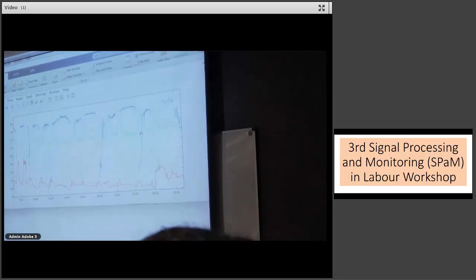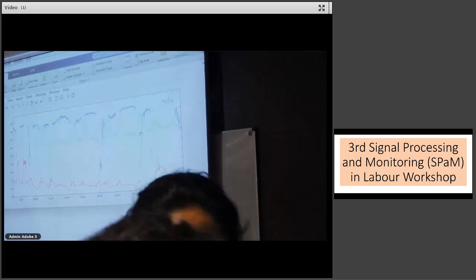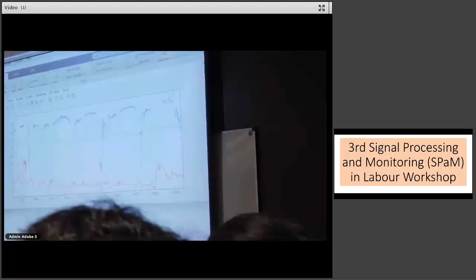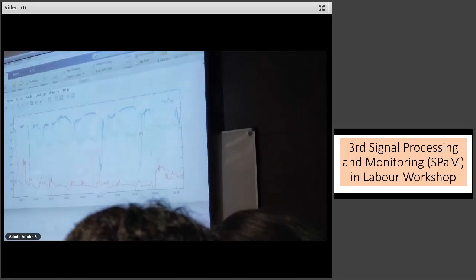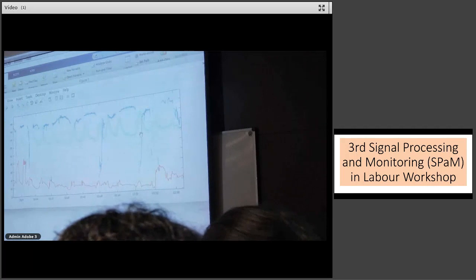What is that, 180, 170? It's 170, 180. This is the perfect sequence of a pathological CTG: decelerations, increase in baseline heart rate, and then loss of variability.